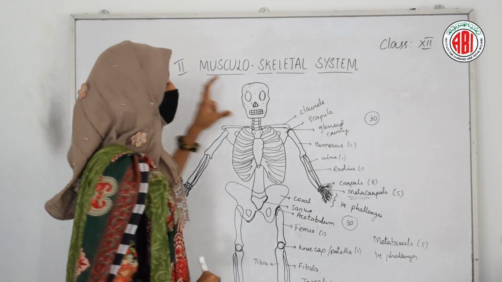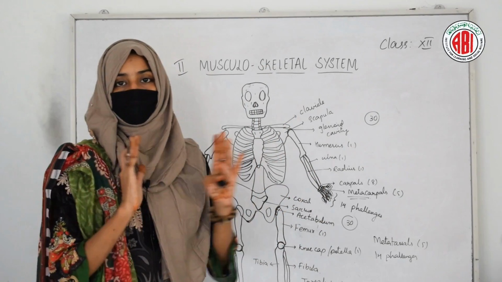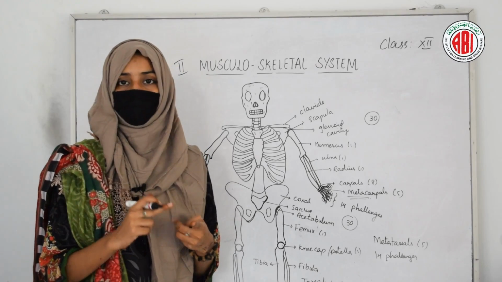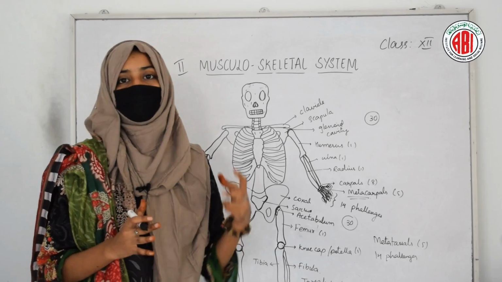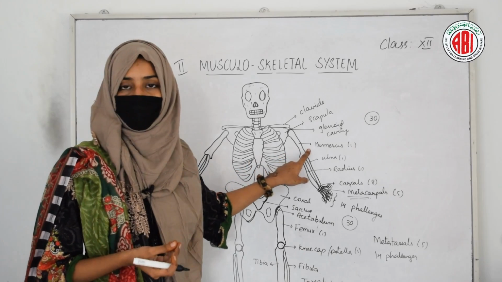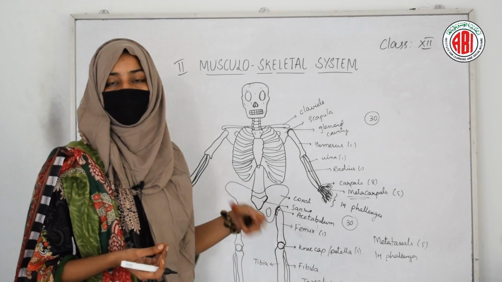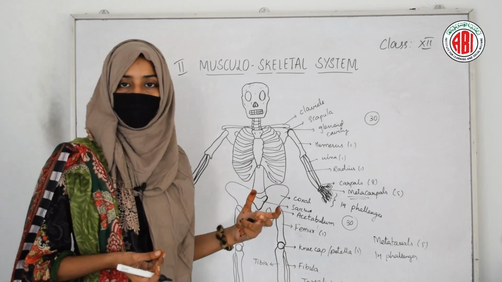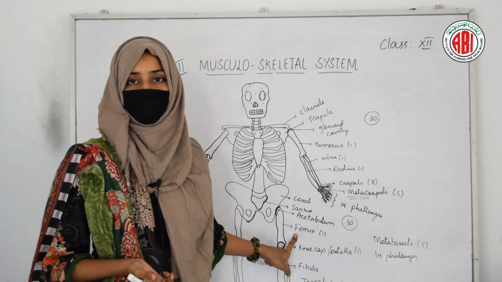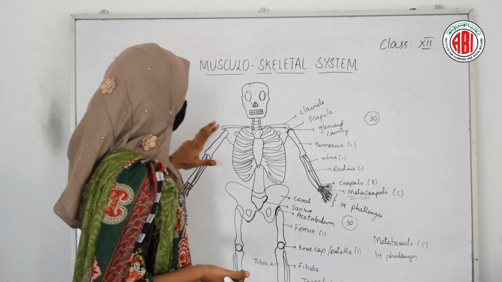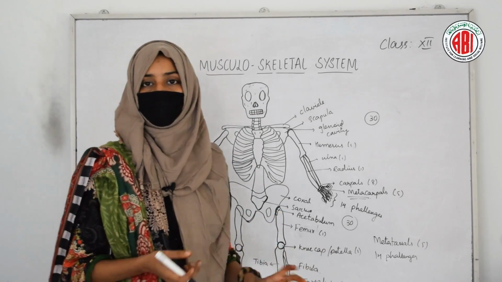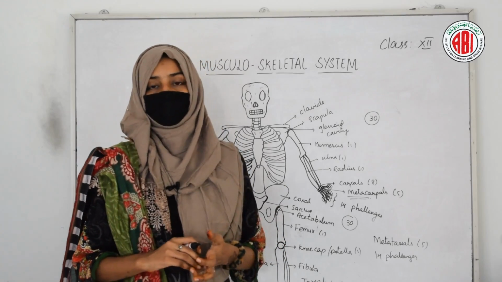So this is the complete structure of both the girdles, pectoral girdle and pelvic girdle. The pectoral girdle provides the space for the attachment of the humerus, the bone of our arm, and the pelvic girdle provides the cavity for the attachment of the bone called femur, which is the bone of our leg. So these are the different bones of our arm and the different bones of our leg that you need to remember. So that's all for today.